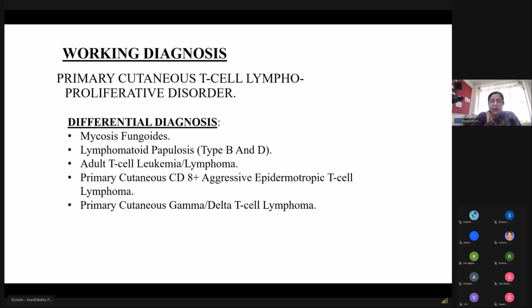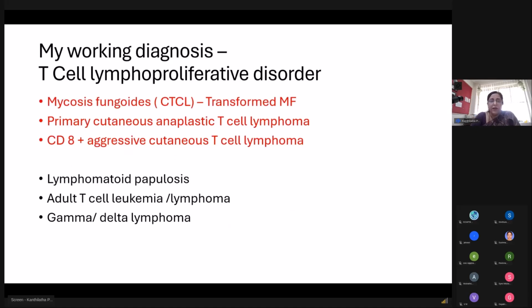This is the working diagnosis given by Dr. Lekhan: primary cutaneous lymphoproliferative disorder, with mycosis fungoides as the first differential, and these were the others. This was my working diagnosis, that is mycosis fungoides. If you remember the image, we saw a lot of lymphoid cells, and many of them were large. Dr. Lekhan, you said in mycosis fungoides you get medium to large cells. It is not so. In mycosis fungoides, the infiltrate is usually small to medium size, and they almost look like mature lymphocytes.